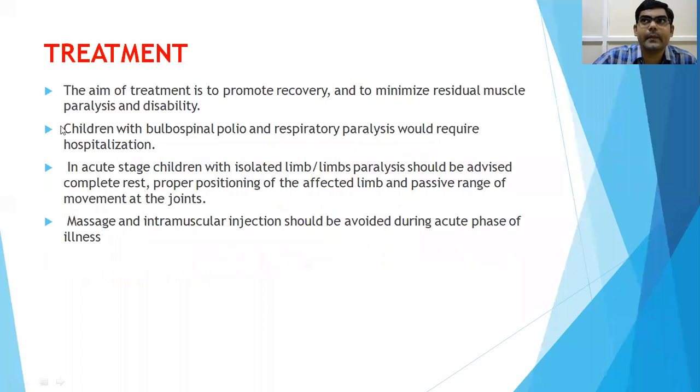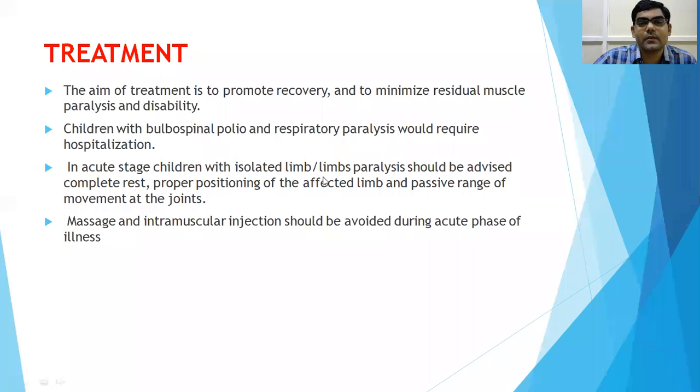So what is the treatment? You know that for viral infection, treatment is mostly supportive. Yeah? The aim of treatment is to promote recovery and to minimize the residual muscle paralysis and disability. Okay. Children with bulbospinal involvement, meaning involving cranial nerves, so respiratory and vagus nerve, so respiratory paralysis may require hospitalization and ventilation.